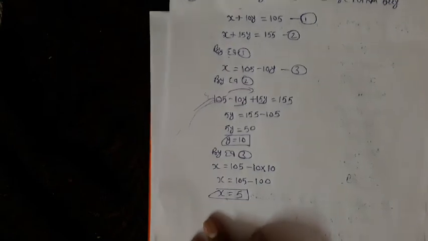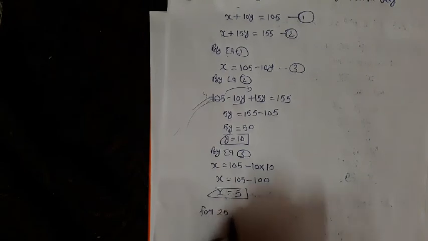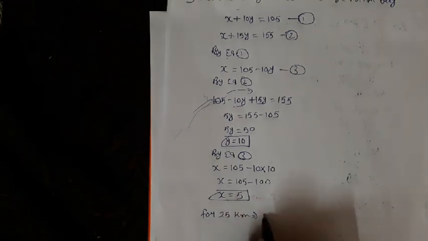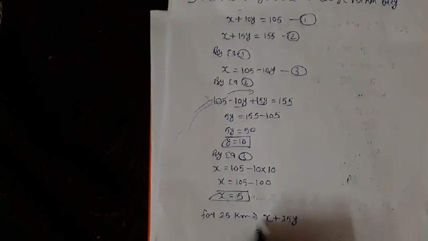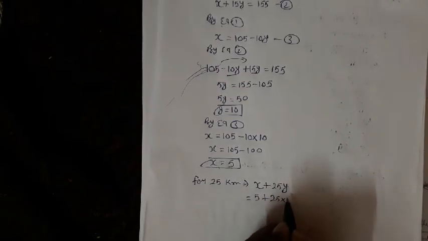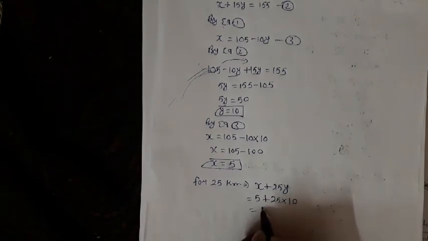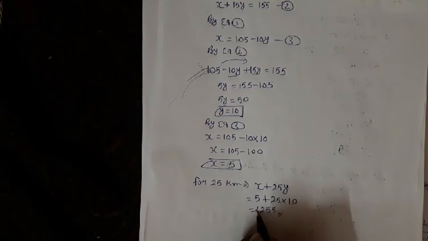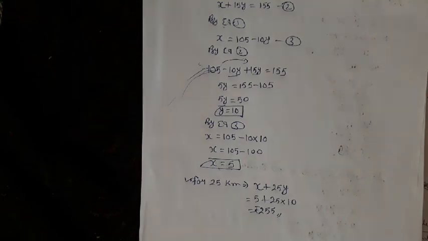Now they have asked what is the charge for traveling 25 kilometers. For 25 kilometers, our equation would be x plus 25y, where x is the fixed charge and they are traveling 25 kilometers. Instead of x we take 5 plus 25 into, instead of y, we take 10. So 25 into 10 is 250, plus 5, so 255 rupees they have to pay for traveling 25 kilometers. So this was the fourth question of exercise 3.3.